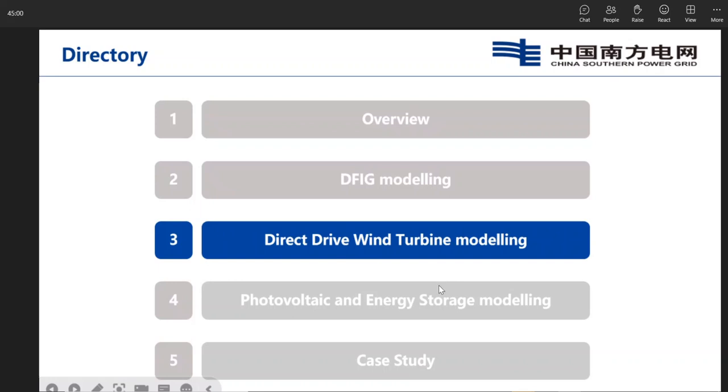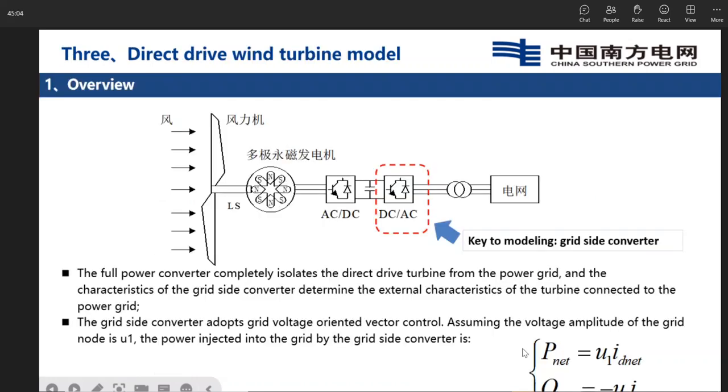Okay, next is the direct drive wind turbine model. The most important part of this model is the grid side converter. The grid side converter adopts grid voltage oriented vector control. Assuming the voltage amplitude of the grid node is U1, the power injected into the grid by the grid side converter is given by these equations.